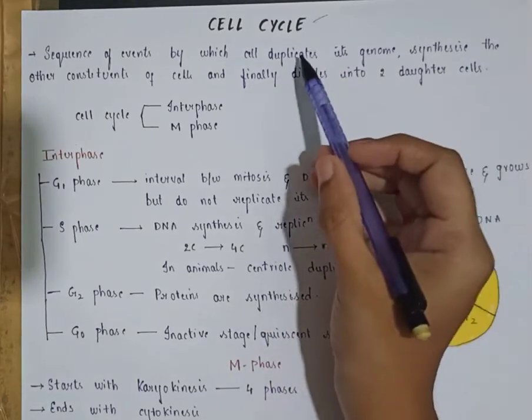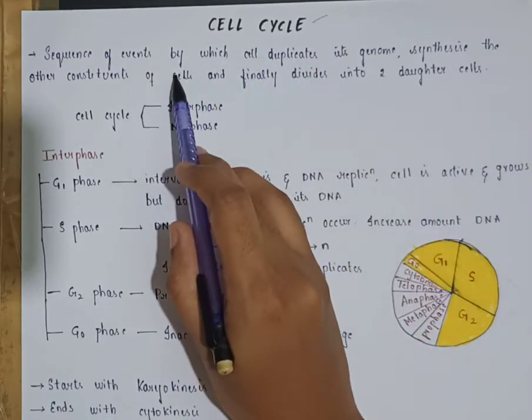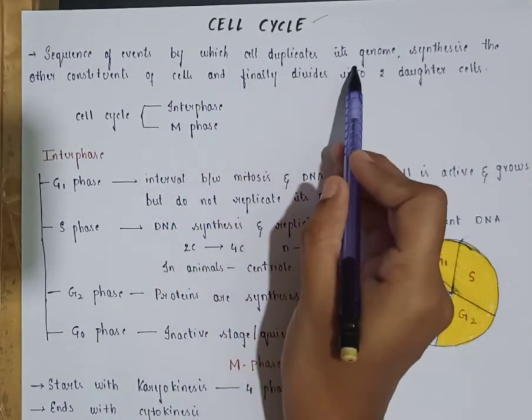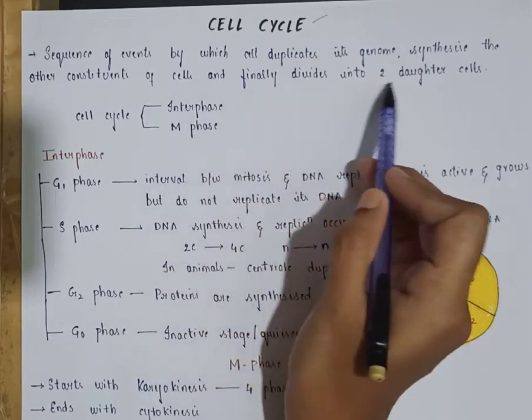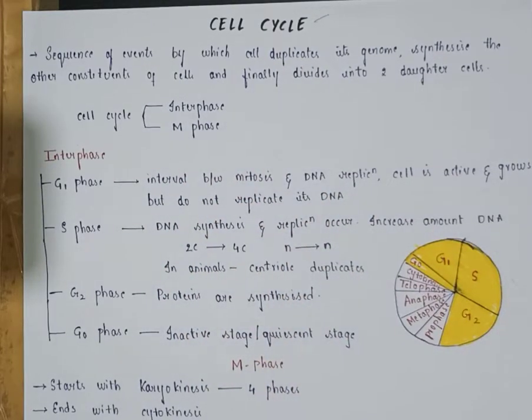So what does cell cycle mean? The sequence of events by which a cell duplicates its genome, synthesizes the other constituents of the cell, and finally divides into two daughter cells. So it simply means a division of the parental cell into two daughter cells.